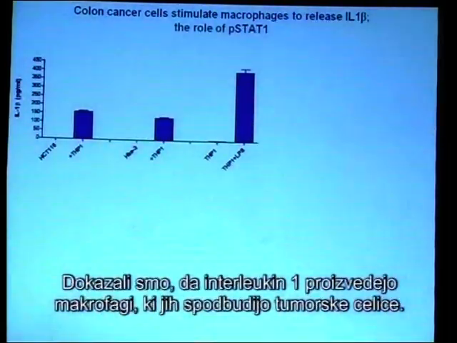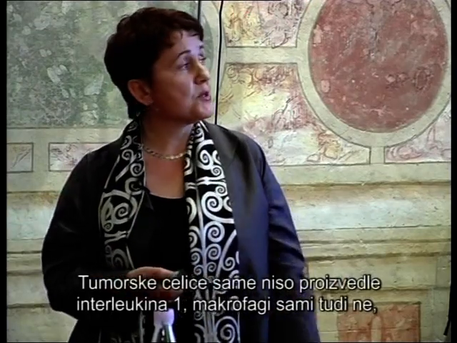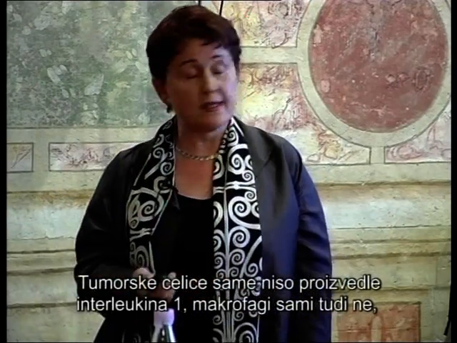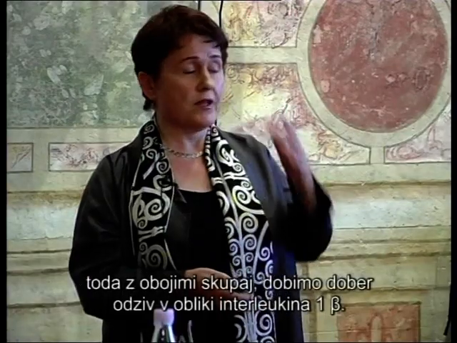We confirmed by ELISA that interleukin-1 is produced by macrophages that are stimulated with tumor cells. Tumor cells alone did not produce interleukin-1. Macrophages alone did not, but when we co-cultured the cells, there was a good response in interleukin-1 beta.